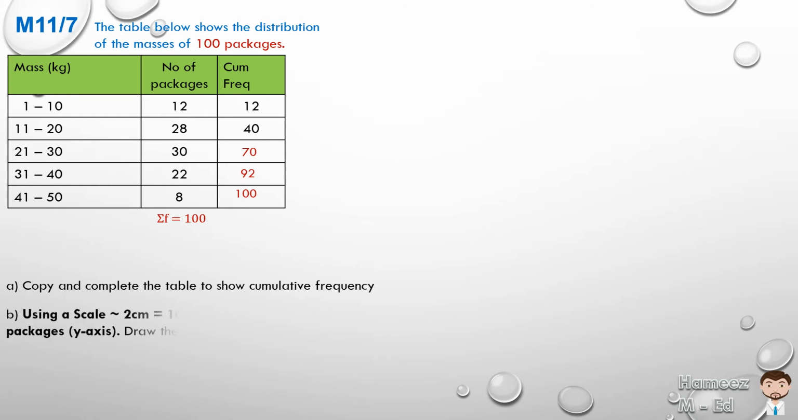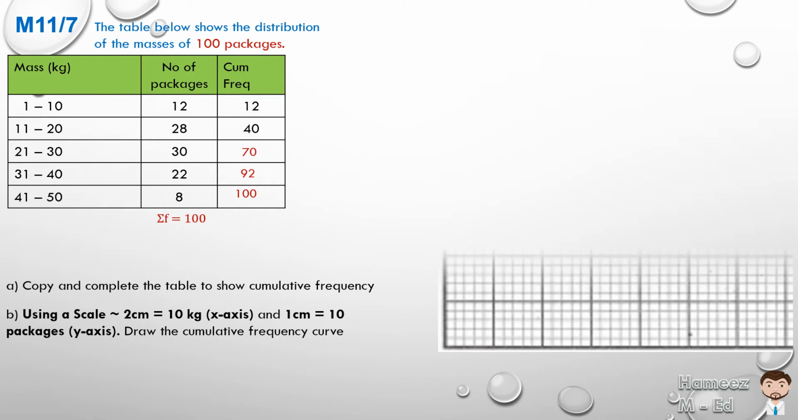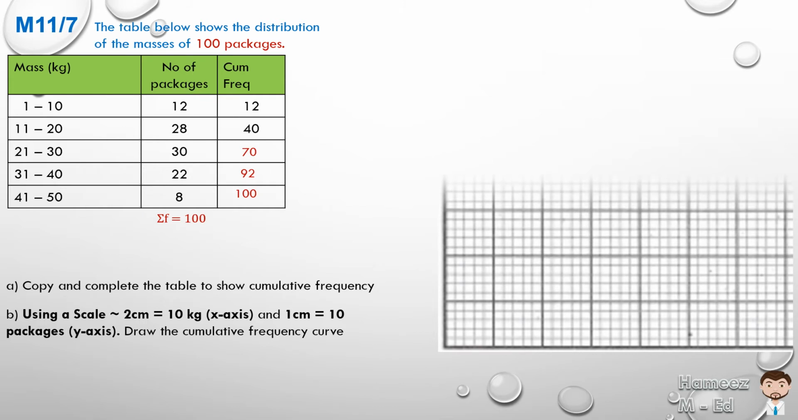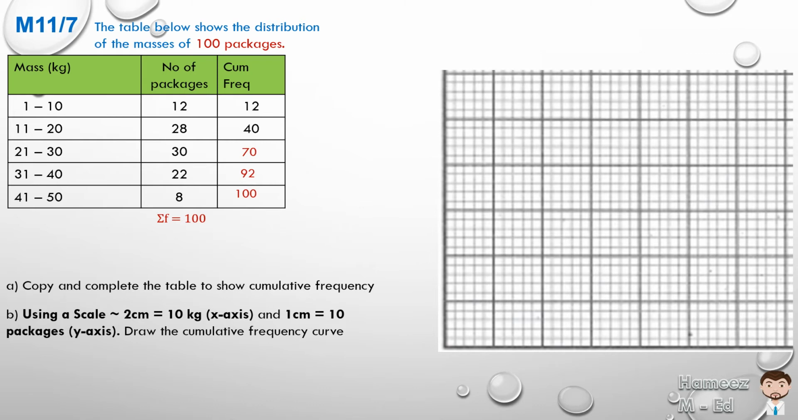Now part B, using a scale of approximately 2 centimeters equal to 10 kg on the x-axis, and 1 centimeter equal to 10 packages on the y-axis. Then when we plot our graph, we plot on our x-axis. Make sure to label mass in kilograms on the x-axis. And if you look at it, you see the largest value is 50. So we plot from 0 up to 50 or 60, as the case may be. And remember to maintain your scale.